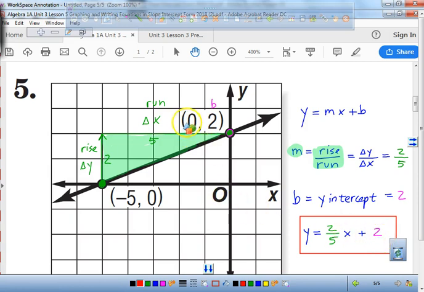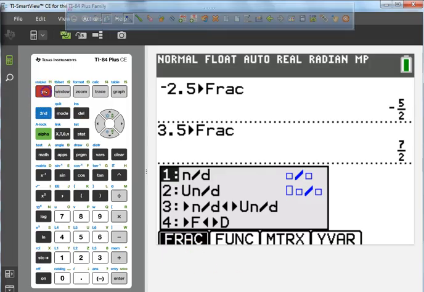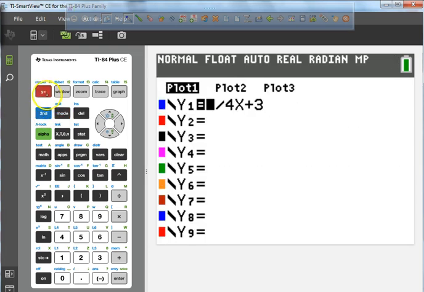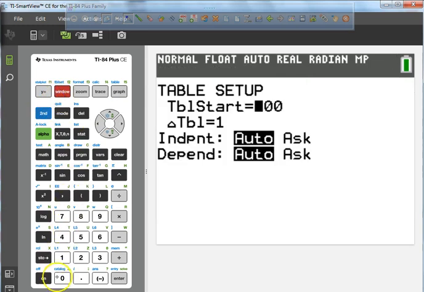All right? You guys see these ordered pairs? A 0 and a 2 and a negative 5 and a 0. Here's what you could do to check to see if you did it correctly. Go to your calculator, hit Y equals. Let's type it in. 2 divided by 5 X plus 2. Check your table. Whoa, I'm at 800. I need to hit second window. I need to start at 0.